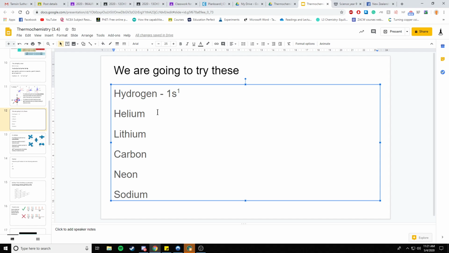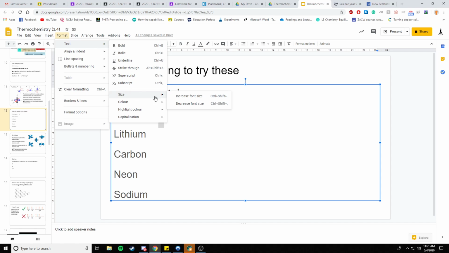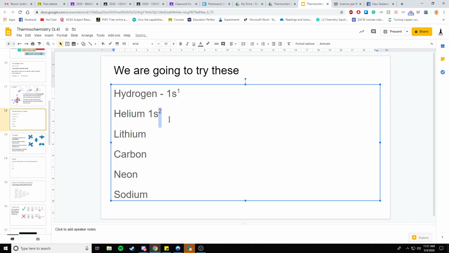And then helium is of course 1s2. So I think most of you got those two, at least those of you that handed in the work. I can't tell because I'm making this video before I've even put it up. Lithium is element number 3, and so we've got 3 electrons, which means we've got 1s2 and then 1s1.